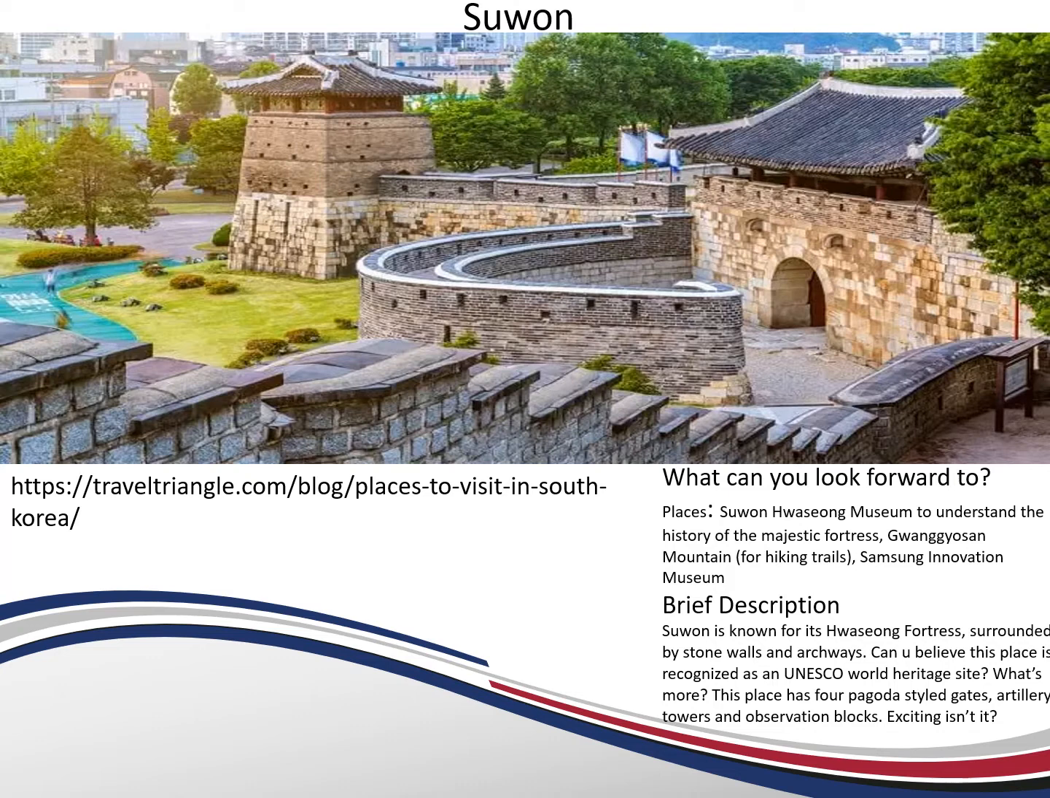To briefly describe, Suwon is known for its Hwaseong Fortress, surrounded by stone walls and archways. Can you believe this place is recognized as a UNESCO World Heritage Site? What's more, this place has 4 pagoda-style gates, artillery towers, as well as observation blocks. Exciting, isn't it?